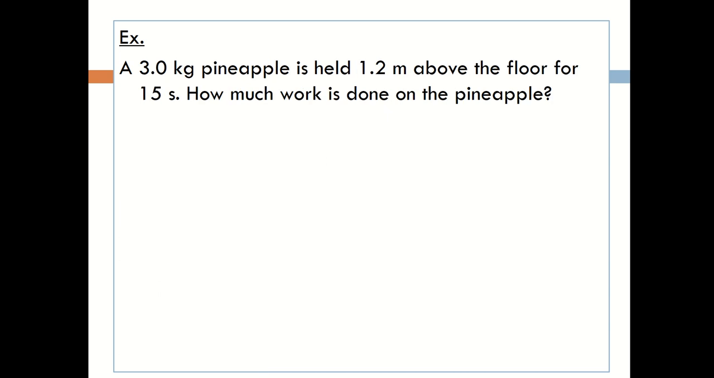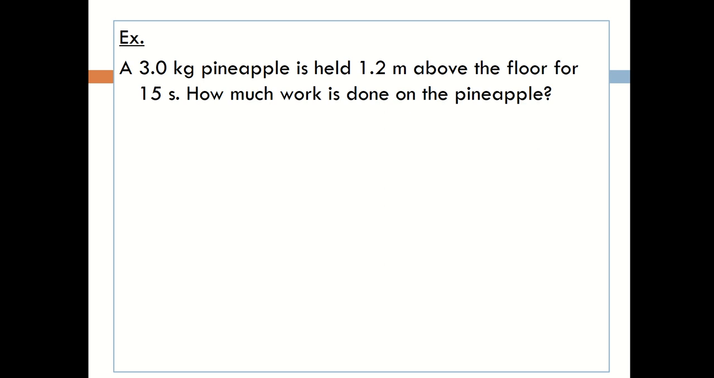So here's a second example. It's kind of similar to the first case where we were talking about the weight being lifted. So we have a 3 kilogram pineapple that's held 1.2 meters above the floor for 15 seconds. So we're not lifting, we're just holding it already at that height. So how much work is done on the pineapple?